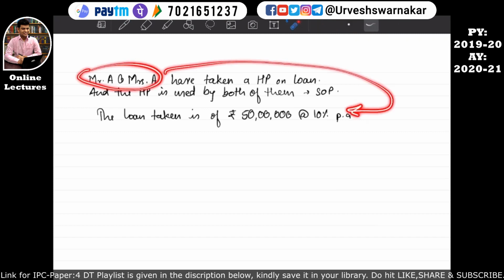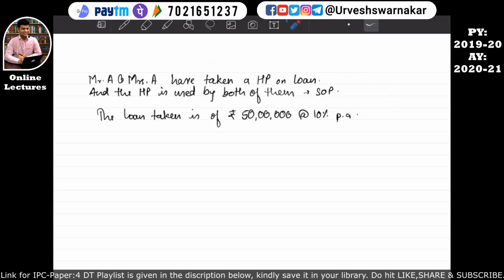They have taken a joint loan of 50 lakhs. So both of them are paying for the loan. So the interest that will be paid is 5 lakh per annum. I hope this is very much clear. On this 50 lakh, the interest will be calculated. How much interest will be calculated? 10%, which will come to 5 lakh per annum. I hope this is very much clear. So that means the interest paid by the assessee is rupees 5 lakh per annum.